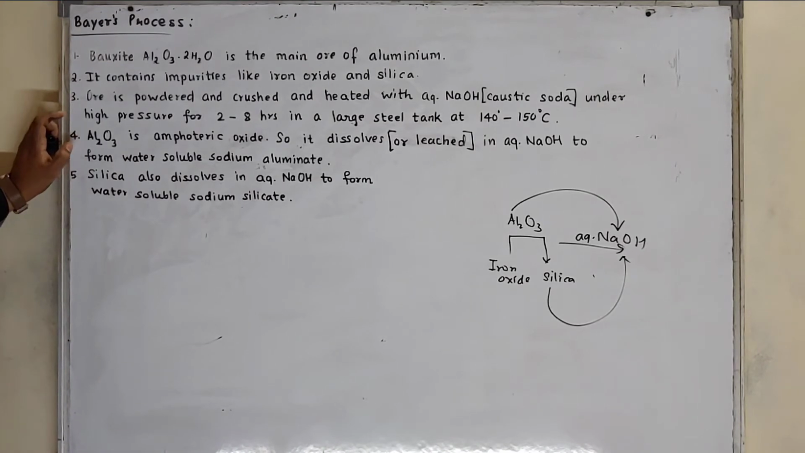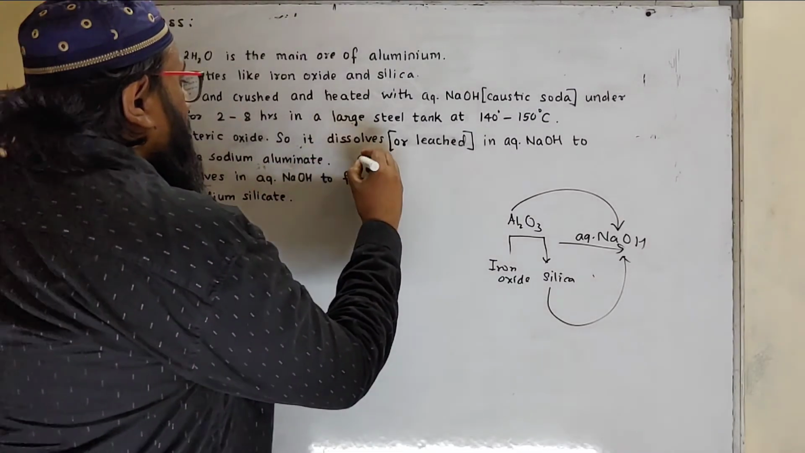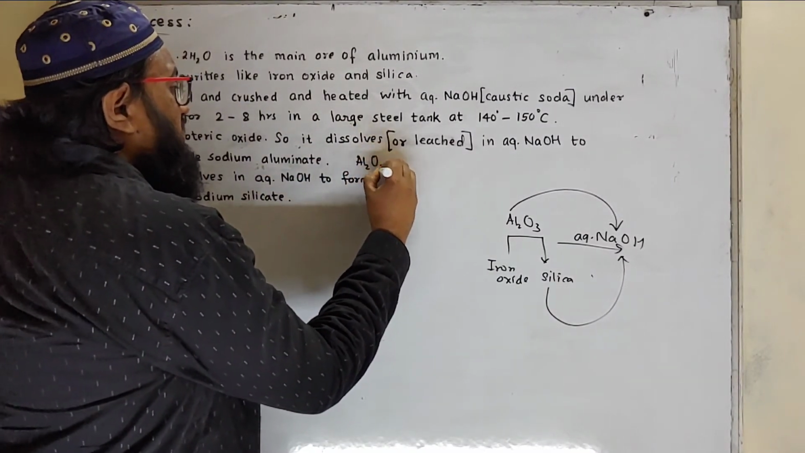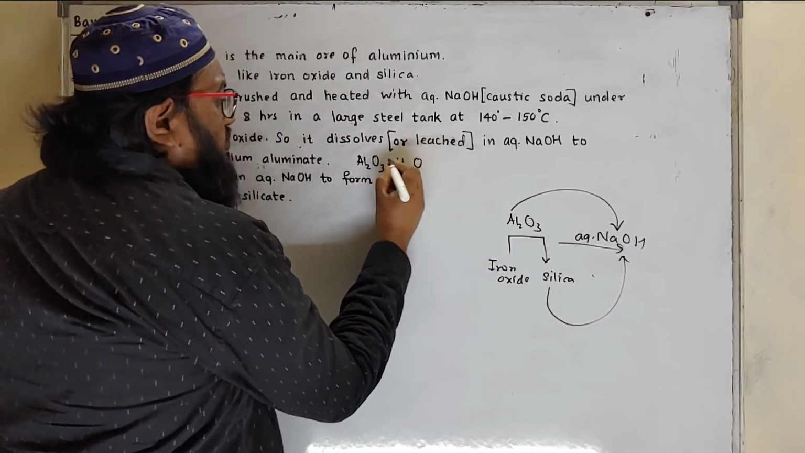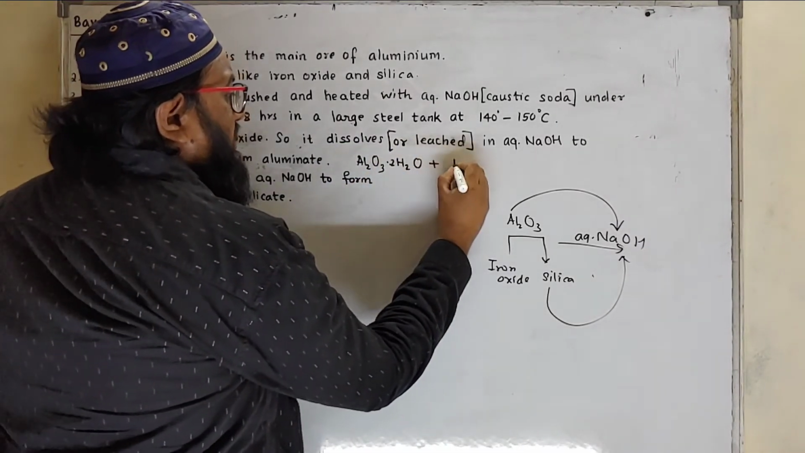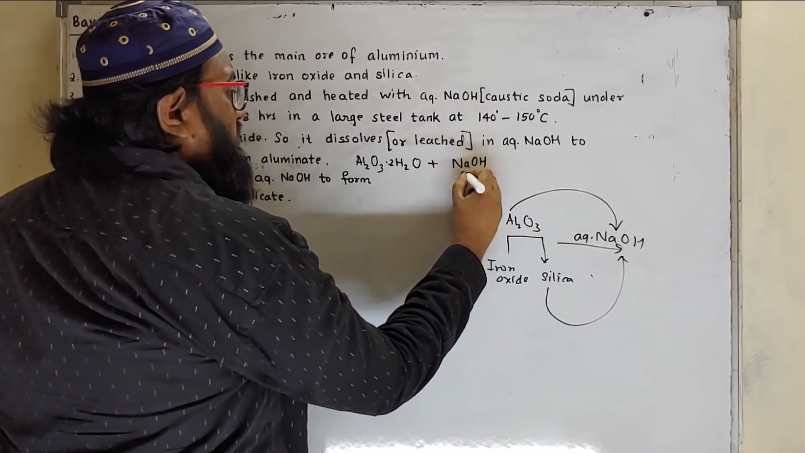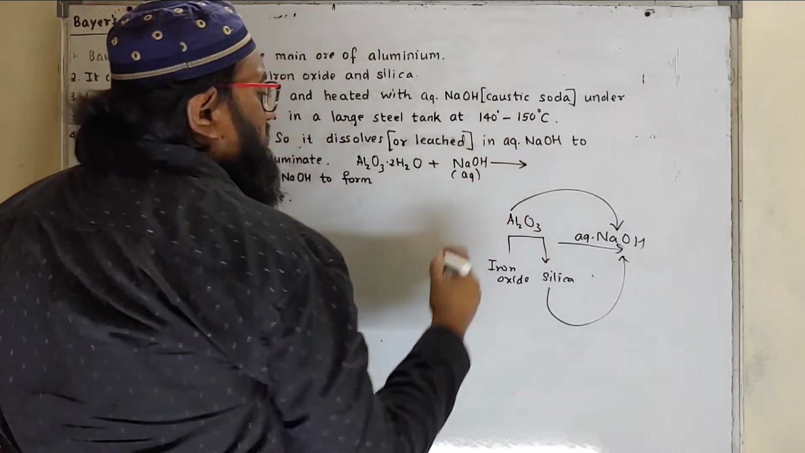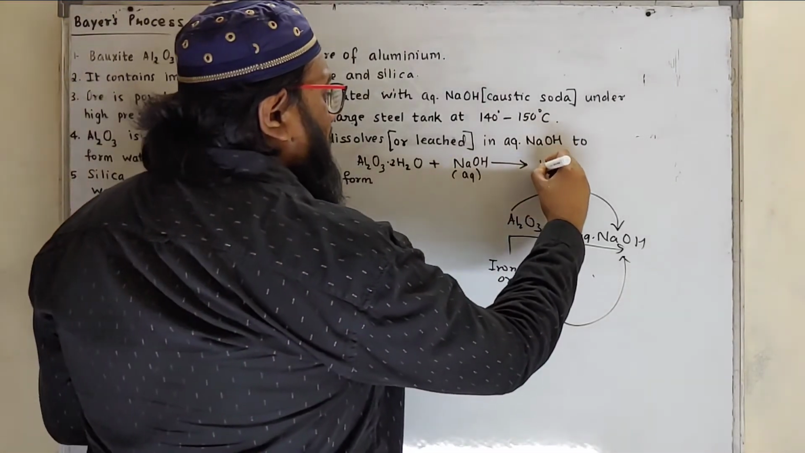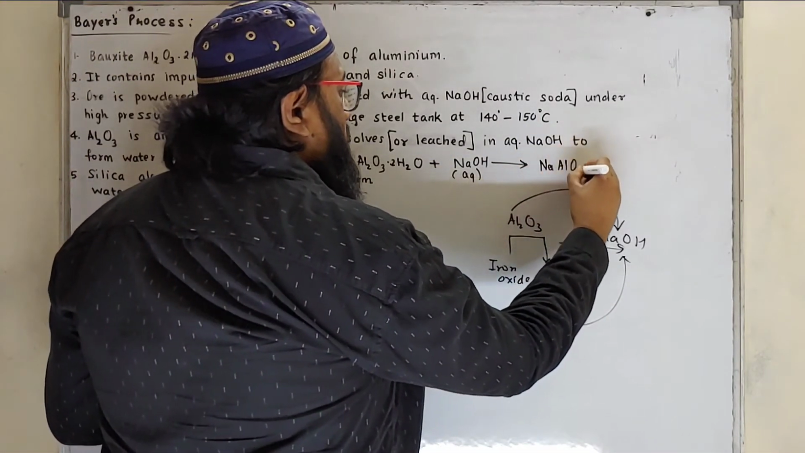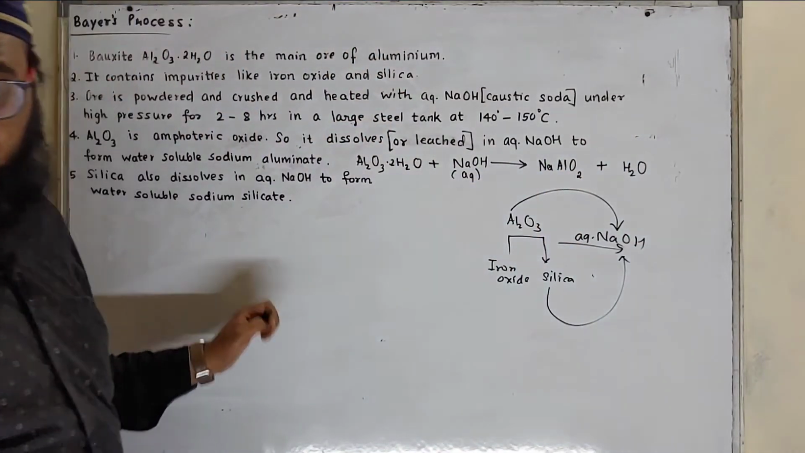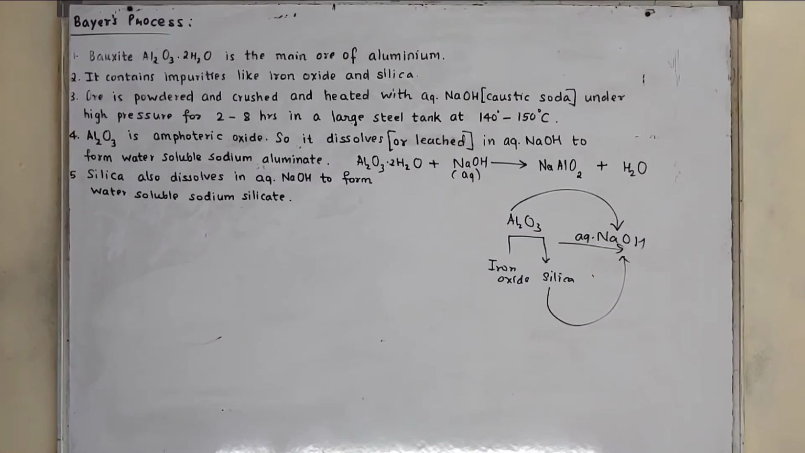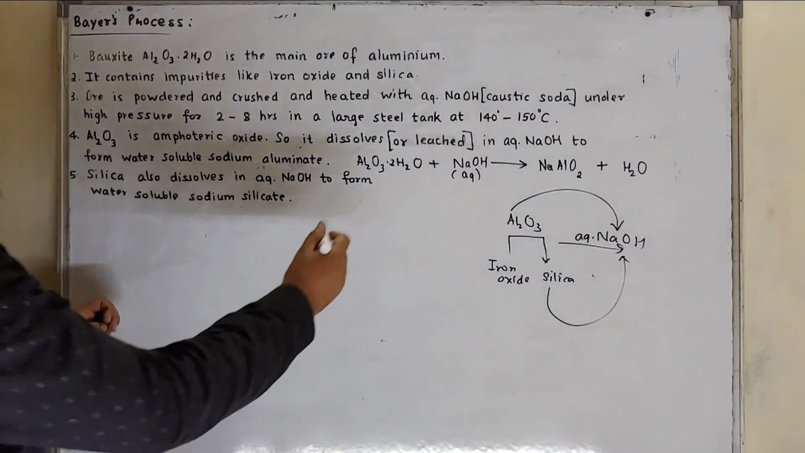Now after writing the fourth point, you can write down the equation. The equation is Al2O3, that is bauxite, aluminum oxide. It contains 2 molecules of water. It gets dissolved in aqueous sodium hydroxide. What does it form? Water soluble sodium aluminate, that is NaAl(OH)4, formed from NaOH and water. This is called sodium aluminate. You can balance it out.